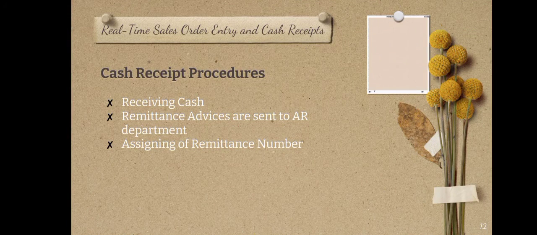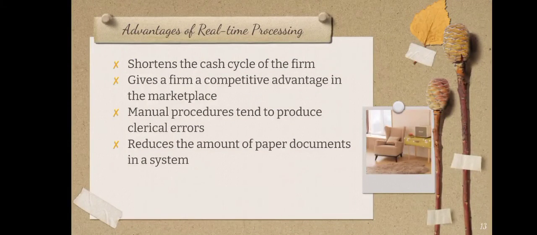In the real-time order entry and cash receipt procedures, first, it receives cash. Second, remittance advices are sent to the AR department. And lastly, assigning of remittance number. Some of the advantages of real-time processing are that it shortens the cash cycle of the firm, gives the firm a competitive advantage in the marketplace, manual procedures tend to produce clerical errors, and lastly, it reduces the amount of paper documents in a system.